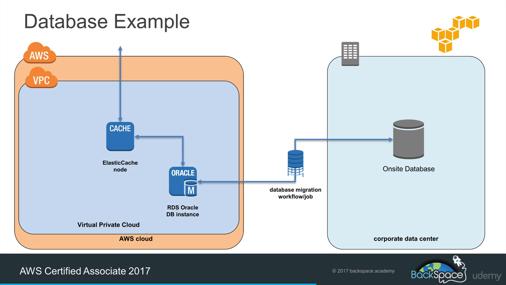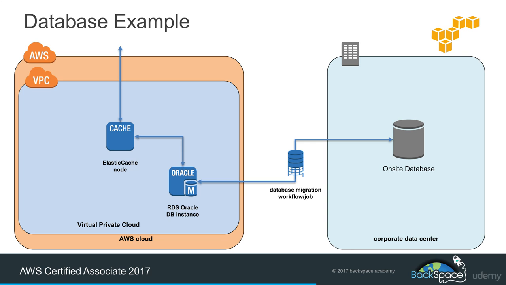So what we've got there is a link between the corporate data center and the AWS cloud. That could be through a virtual private network. It could be through a direct connection to the AWS cloud. And then we have a database migration workflow job, and that will orchestrate the transfer of data from the on-site database through to our RDS service located on AWS.